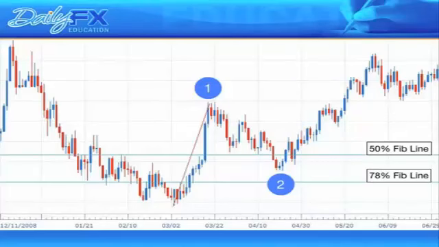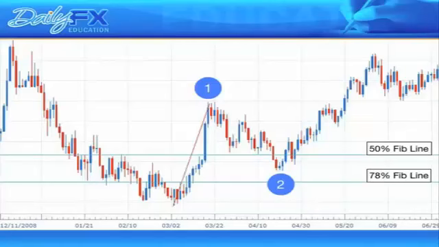Next, we simply want to see where wave 2 ended or where wave 3 began. The first guideline suggests this often happens between the 50 and 78% retracement. You can see from this chart that wave 2 concluded right between the 50 and 78% lines as the guideline suggested. So the first guideline was met.